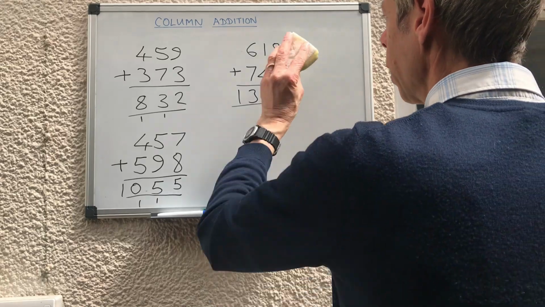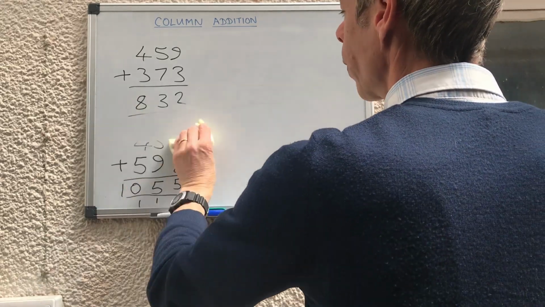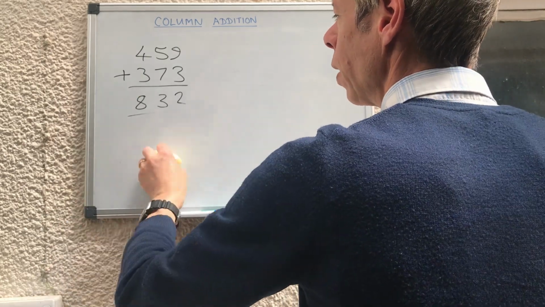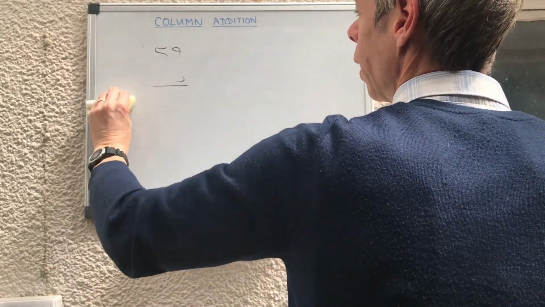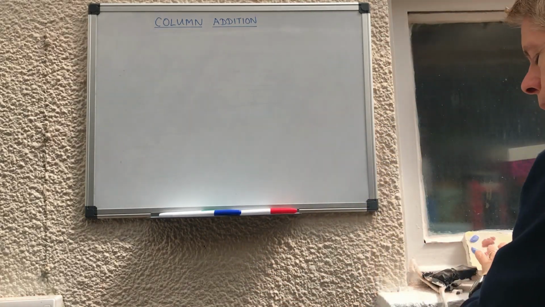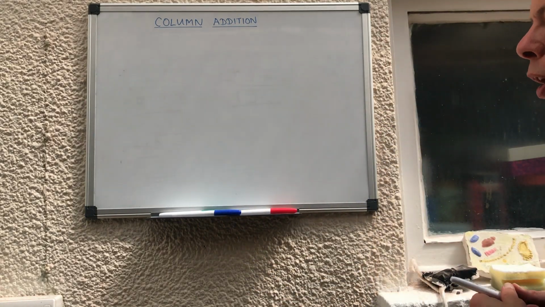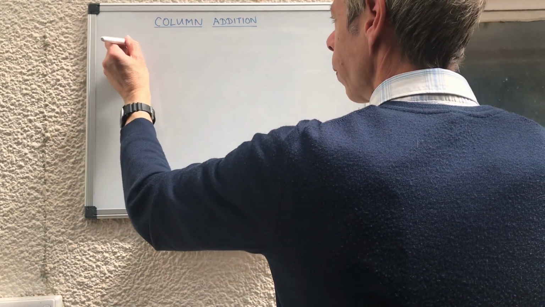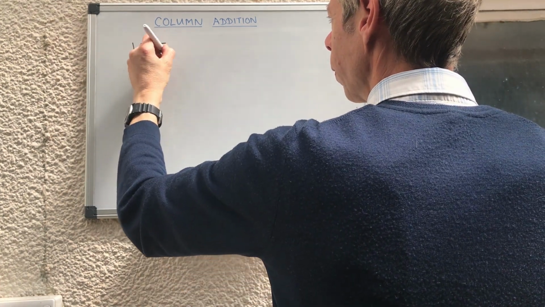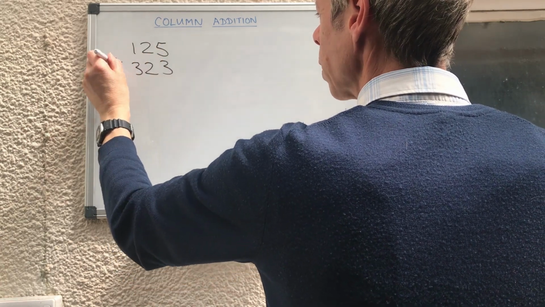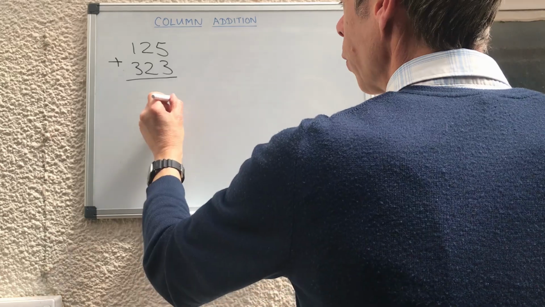As usual, we're going to have 4 test questions. So get your pen or pencil and paper ready for the test questions. Right, so test on column addition. Right, so start working on that one.